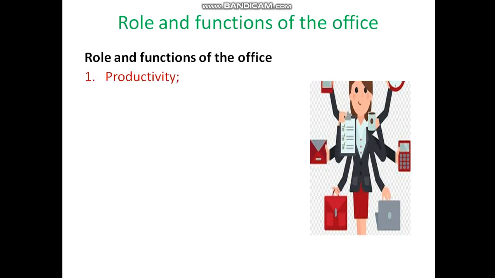The first one is productivity. Now, the office assists in the production of goods and services by communicating instructions to individuals or departments such as purchasing, sales, marketing, and distribution. The office produces many documents while fulfilling its role, including letters, reports, and financial statements. So the office deals with productivity.